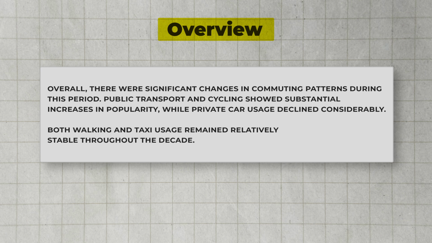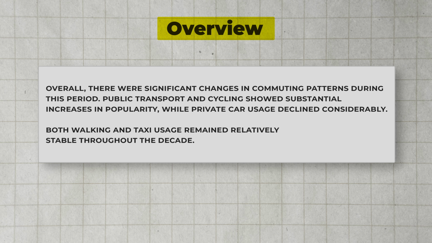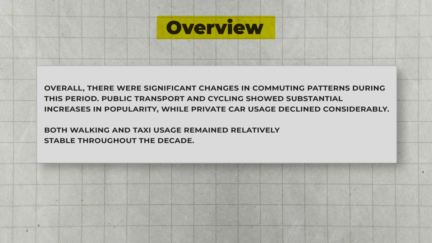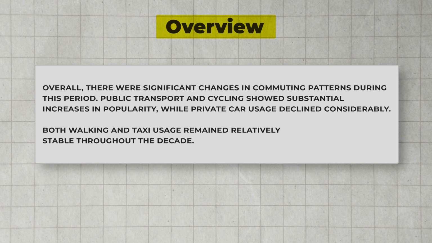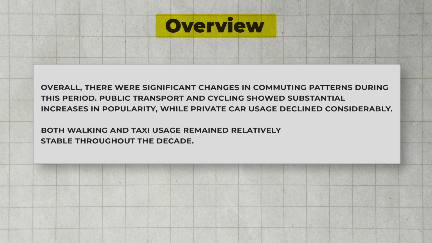Here is an example overview. Overall, there were significant changes in commuting patterns during this period. Public transport and cycling showed substantial increases in popularity, while private car usage declined considerably. Both walking and taxi usage remained relatively stable throughout the decade.